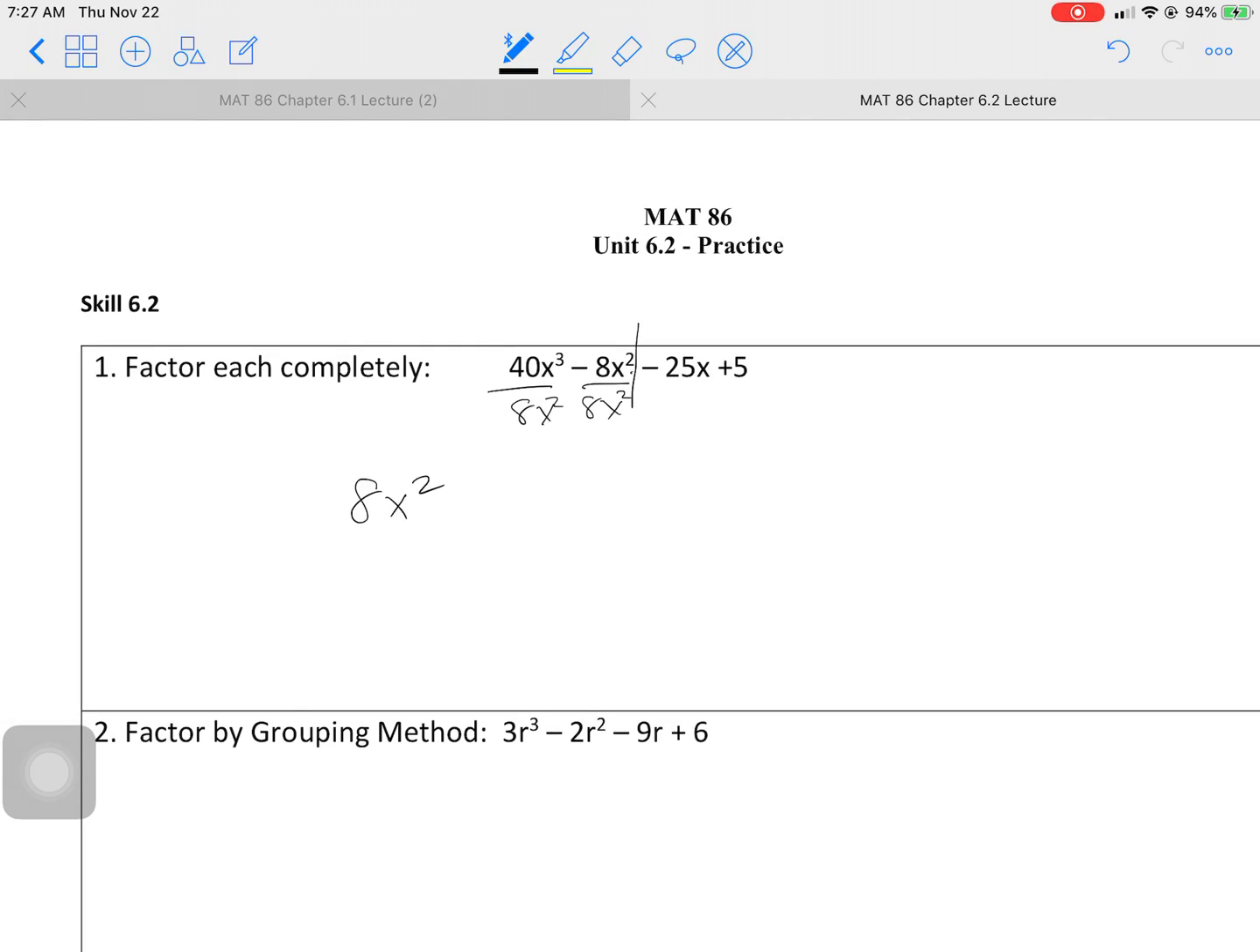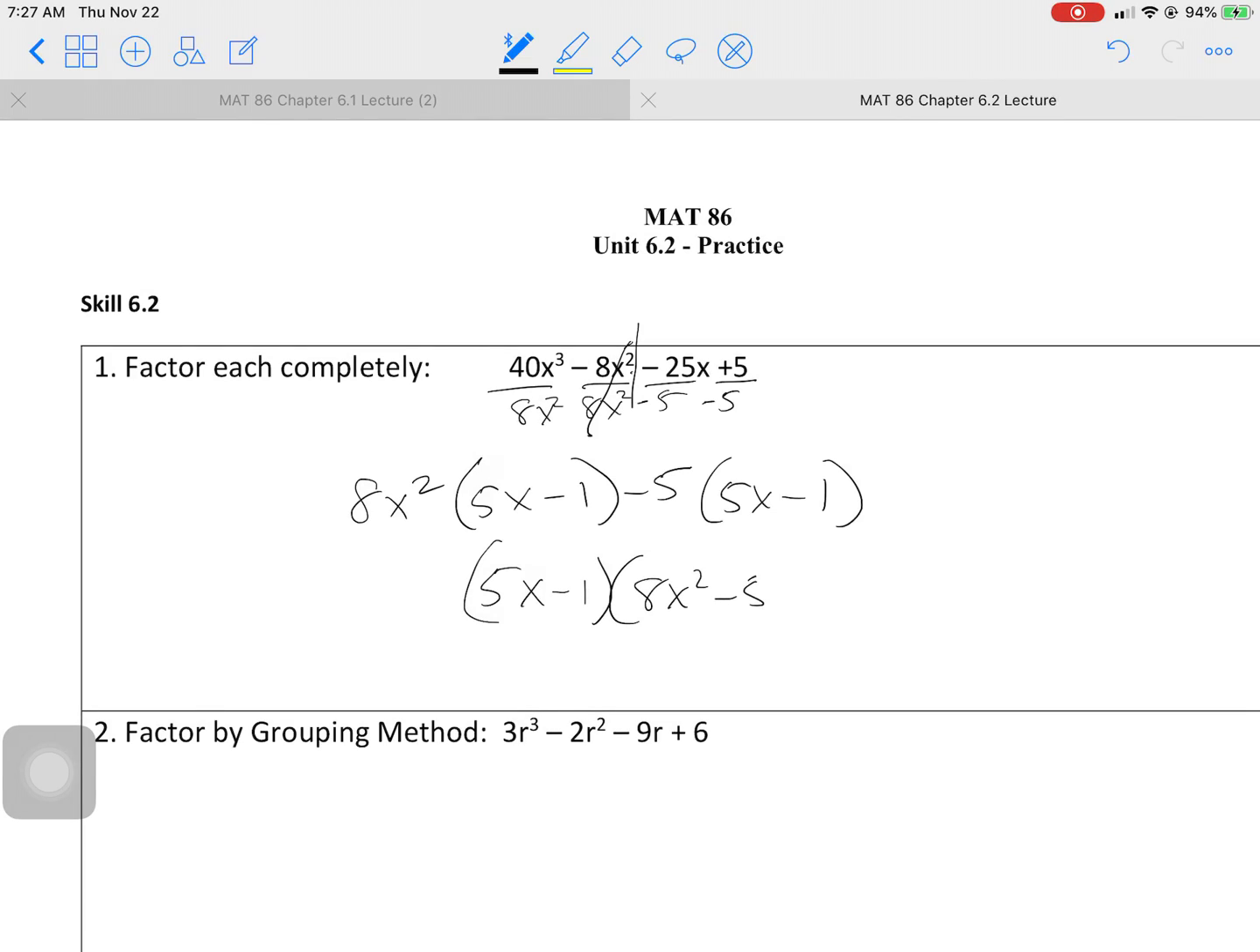All right, if I take that out of the front half, I'm going to have 5x minus 1 left. Remember, when the whole thing crosses out, you have a 1. Don't make it a 0. And then I go over here and write the same 1. And then look up here. What can I do? Definitely a 5 coming out, but the signs are wrong. So maybe a negative 5 would come out. So 5x minus 1 times 8x squared minus 5.